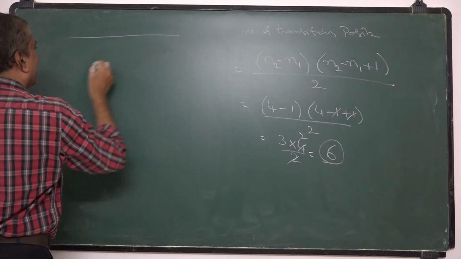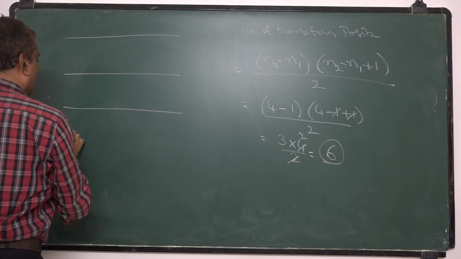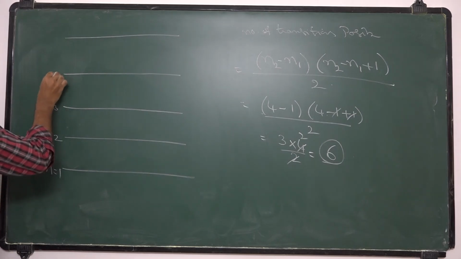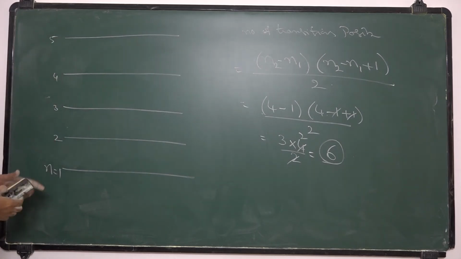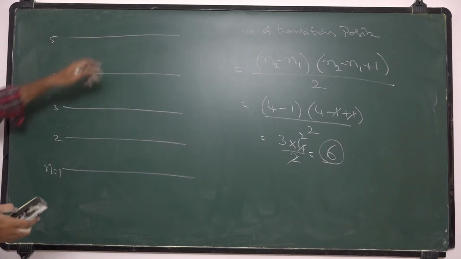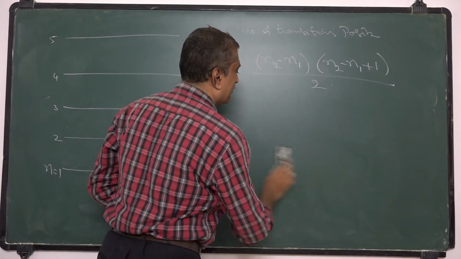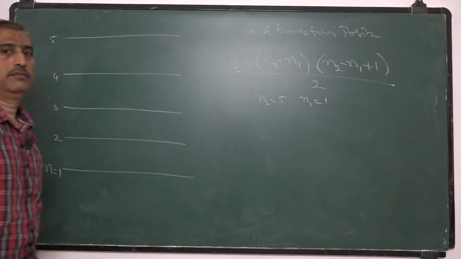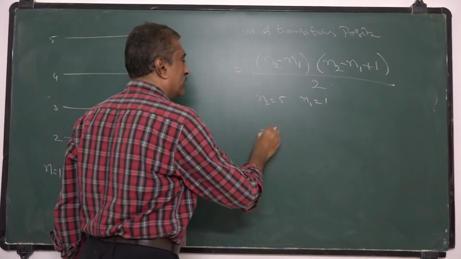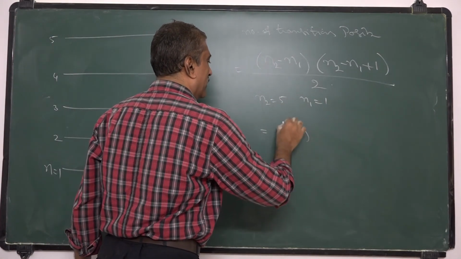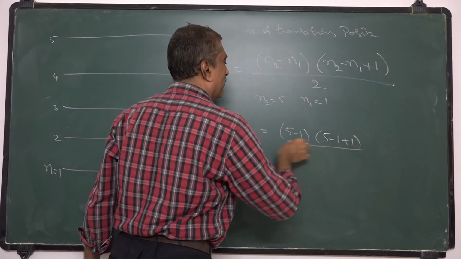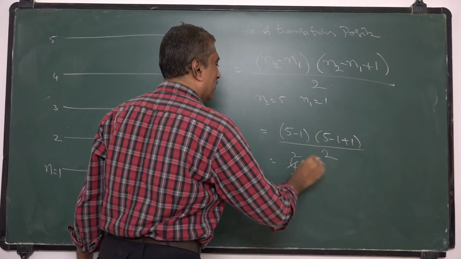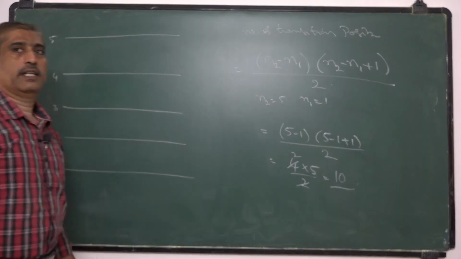Now if we take the example of 5 states like this, 1, 2, 3, 4, 5, so n equal to 1, 2, 3, 4, 5. Assume that it excites from the ground state to the fifth state. In that case, n2 is 5, n1 is 1. The number of possibilities is 5 minus 1 into 5 minus 1 plus 1 by 2. This is 4 into 5 by 2, that is 10. So a total of 10 transitions are possible.